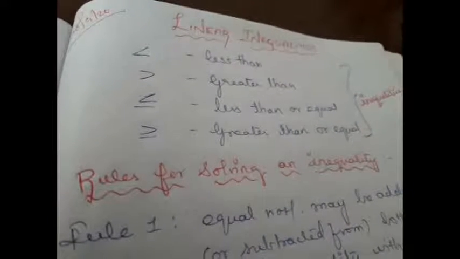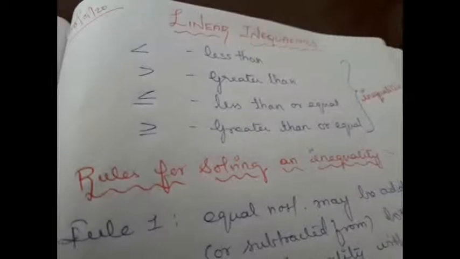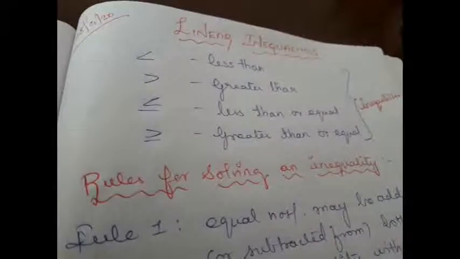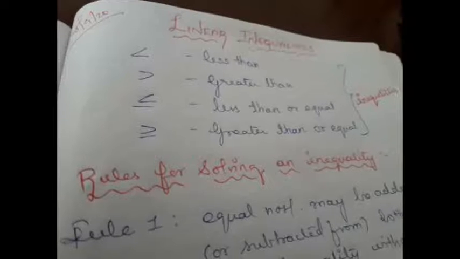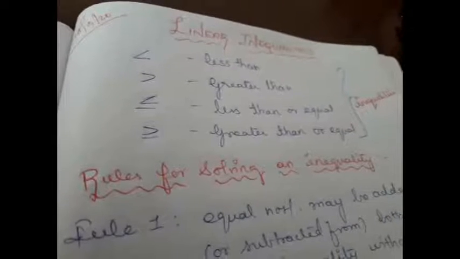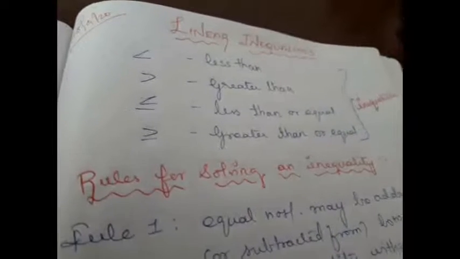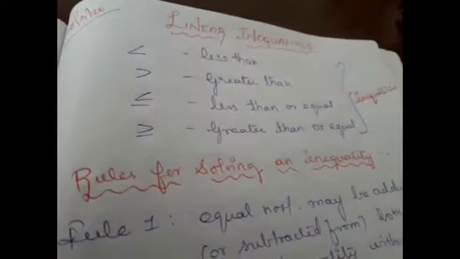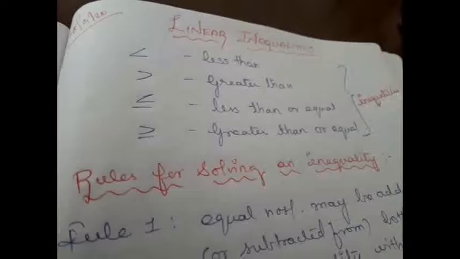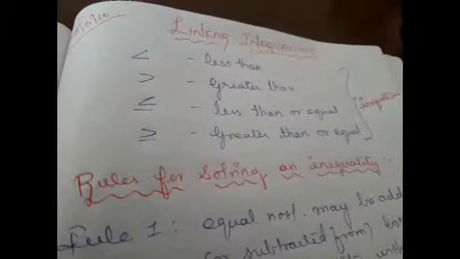There may be some cases where the bill amount may be less than 5,000 or greater than 5,000, less than or equal to 5,000, right? So there are some situations where we need inequalities in our life. So we need to learn about these inequalities as well. Every time we won't deal with equations, we will be dealing with inequations as well, right?